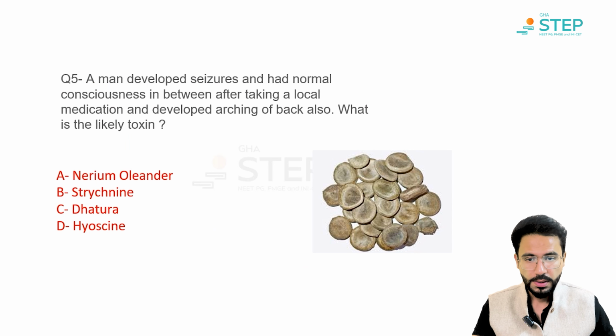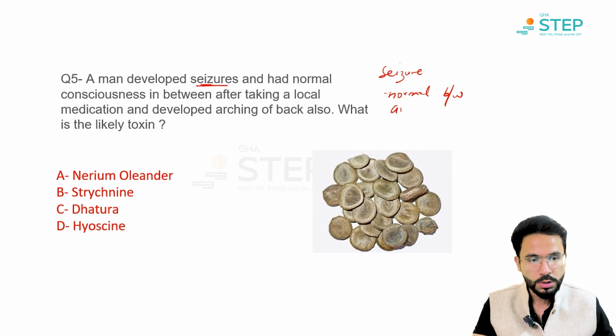So next, a man developed seizures and had normal consciousness in between after taking a local medication and developed arching of back also. What is the likely toxin? So look at the question here. They are talking about seizures which are normal in between, and they are also talking about the arching of the back. Then an important thing here is to look at the picture. Now what are we dealing with?